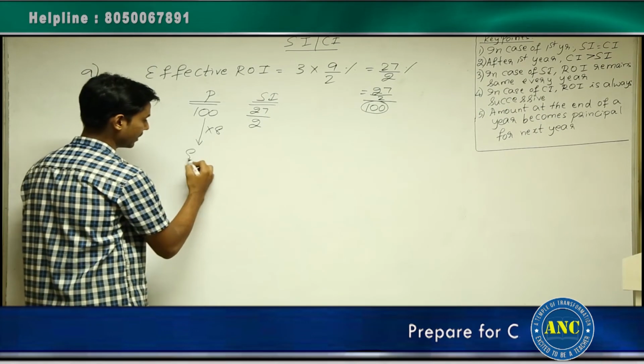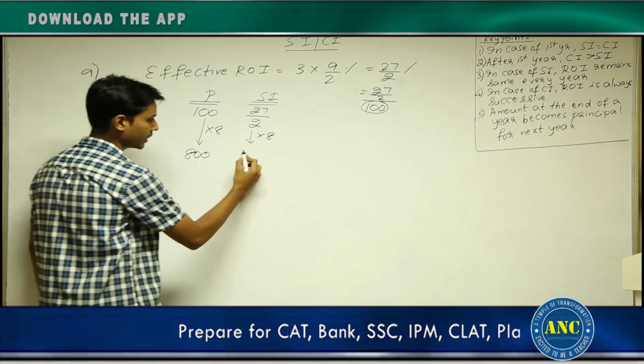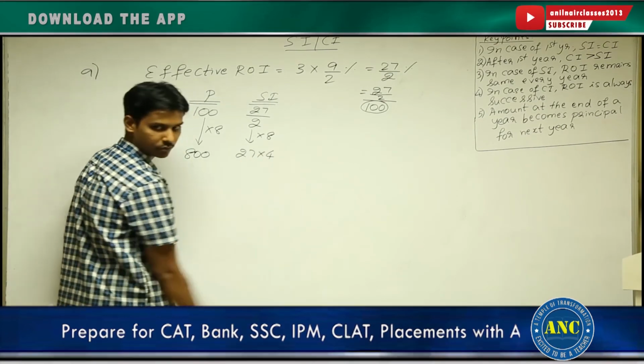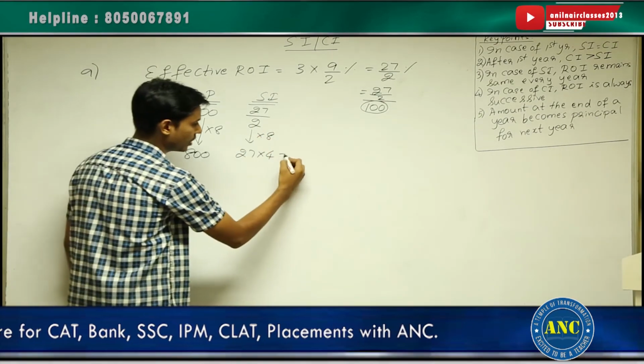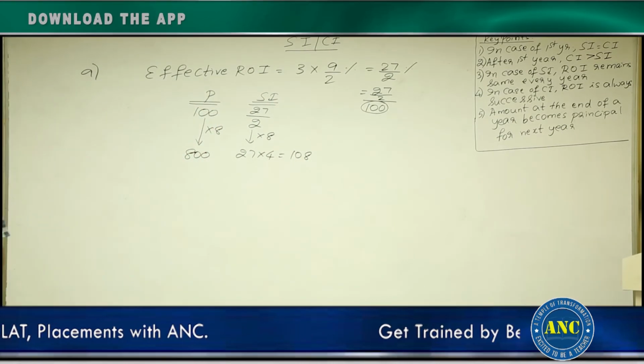100 should become 800. Multiply by 2. 27 by 2 also multiply by 2 times 4. It becomes 27 into 4, since 800 by 100 is 8 and 8 by 2 is 4. 27 into 4 is 108. Okay?